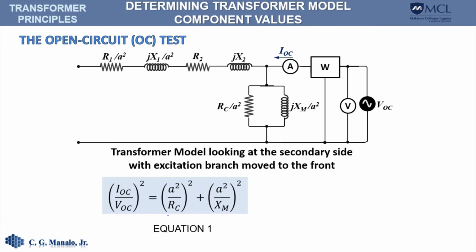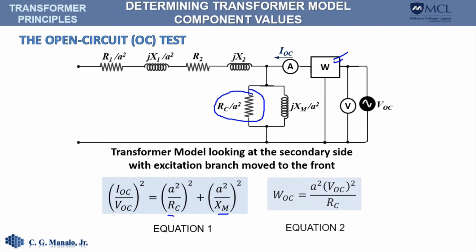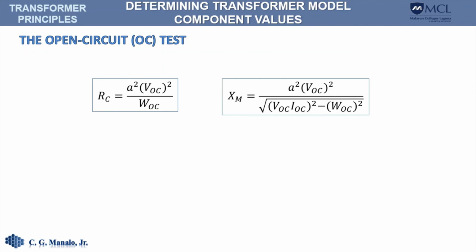To solve for R sub C and X sub M, we require another equation, and that will come from the reading of the wattmeter, which will tell us that this reading must equal the power consumption of this resistance. That will give us another equation, and combining these two equations will allow us to solve for R sub C and X sub M.